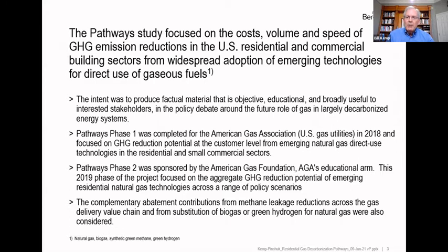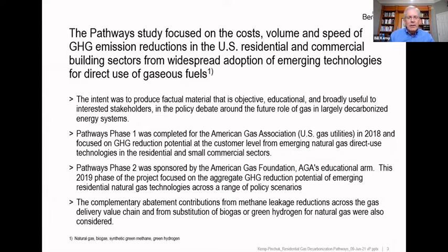Natallia will show you how we walk through that, but trying to get some idea of how fast these technologies would penetrate, what their savings were, and what that would mean ultimately for the contribution of the residential building sector to GHG emissions.